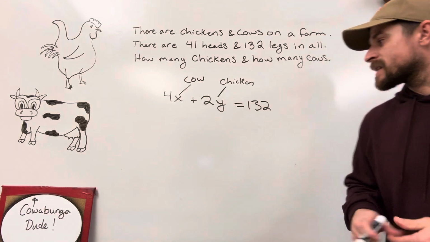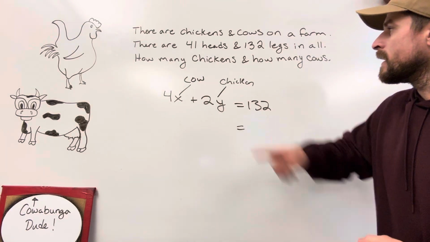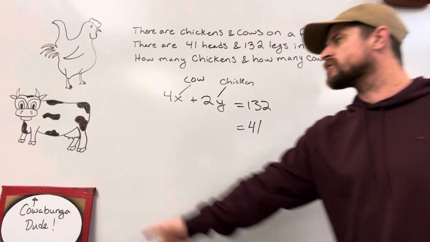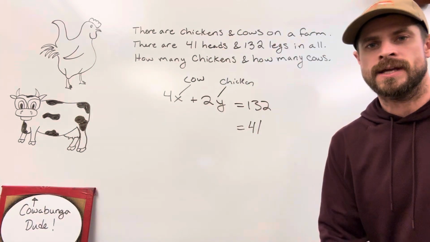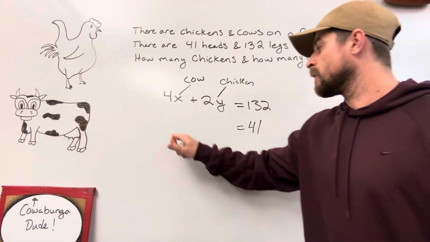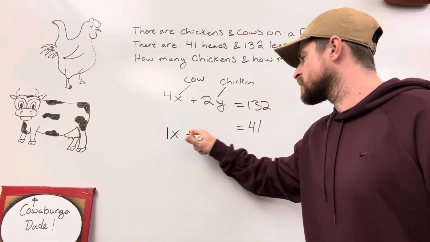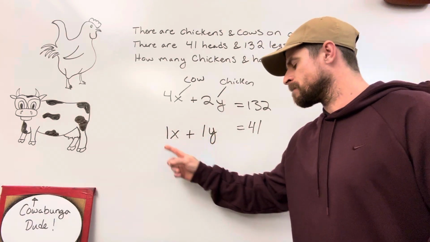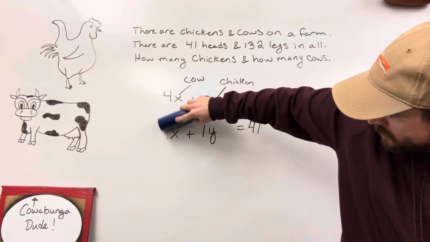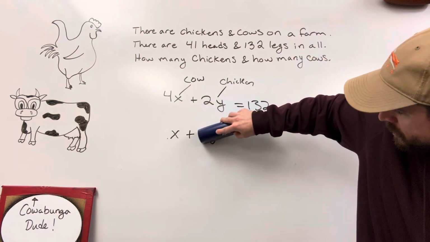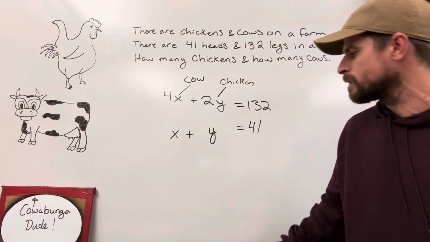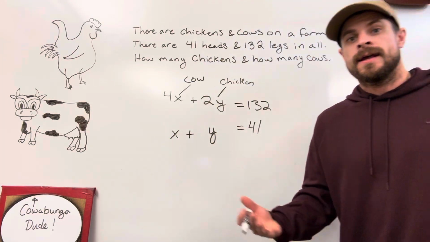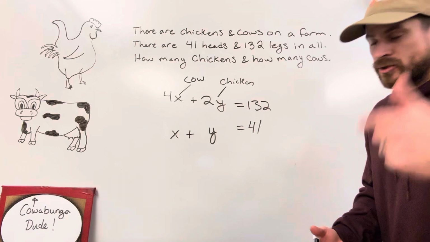The other equation is going to be talking about a total number of heads. There's 41 heads on the farm. Okay, well, each of these animals only has 1 head. So we could say 1x plus 1y, but whenever we have a 1 as a coefficient in algebra, you don't need to show it. We need to just understand that when we have variables all alone, there's 1 in front of each one of those terms. That's just common knowledge in algebra by now.